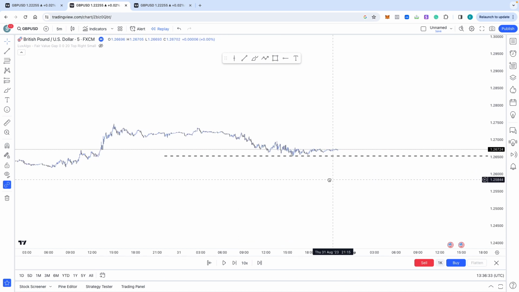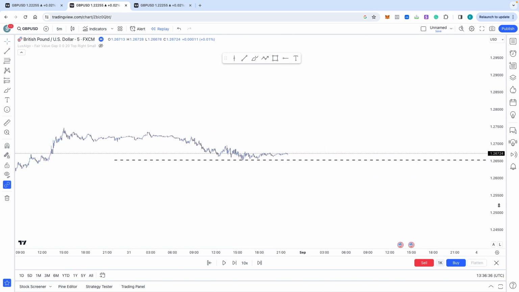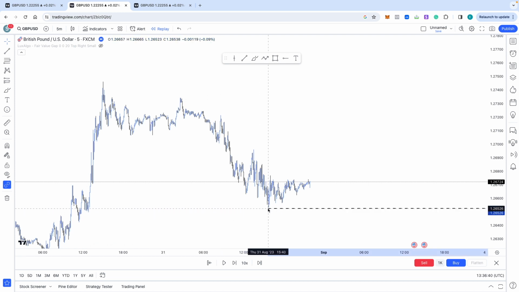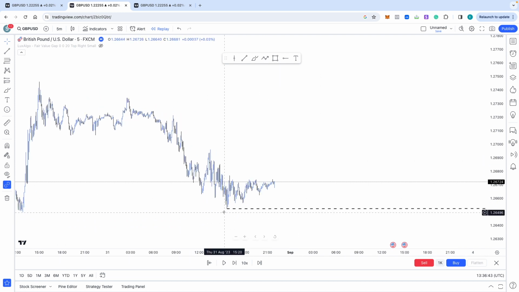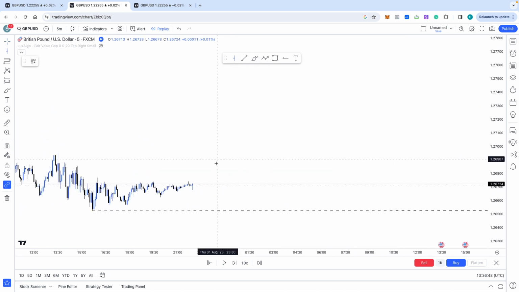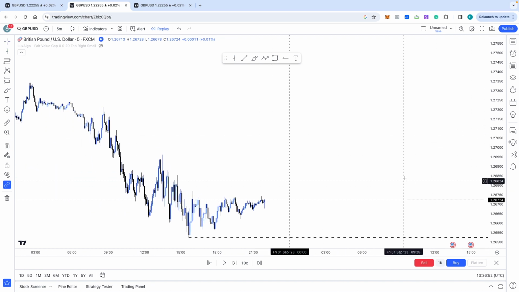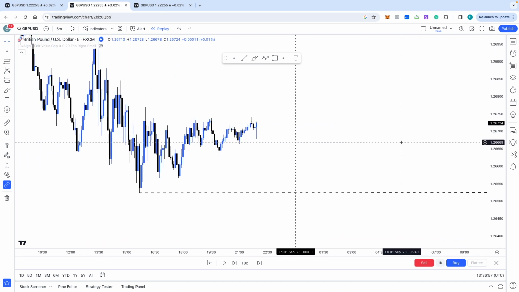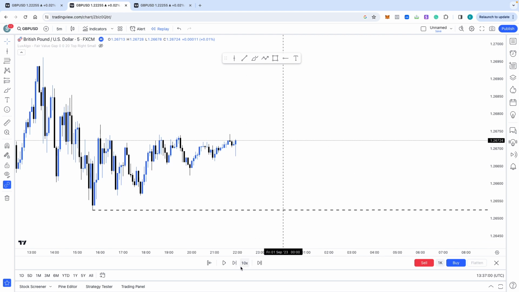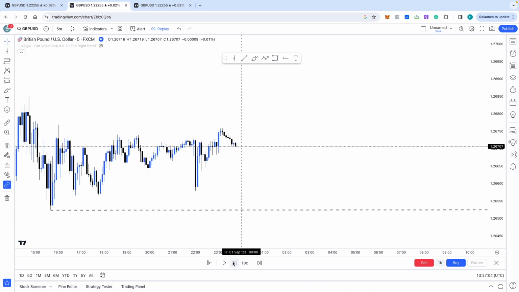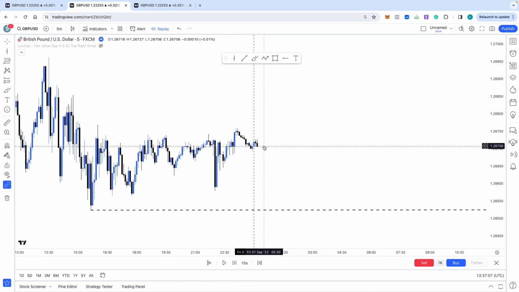So we can see over here that our low coincides with that point over there. So that's Thursday's low. And Asian session, if I'm not mistaken, starts around midnight, or at least that's when I log in to my TradingView account and start taking trades. So we're gonna speed past this section over here, and Friday has officially started.